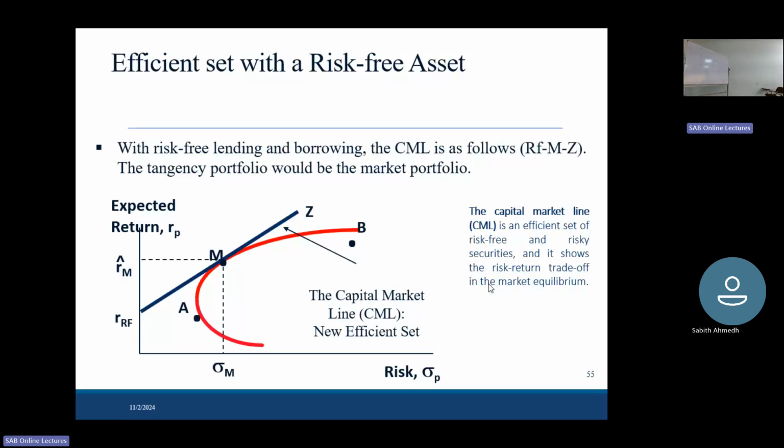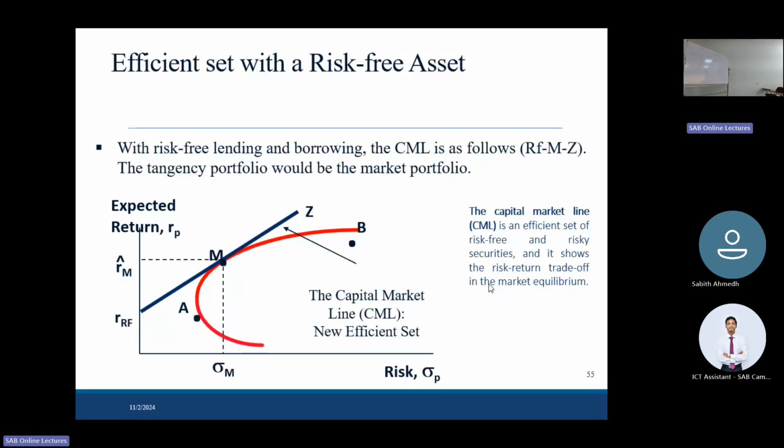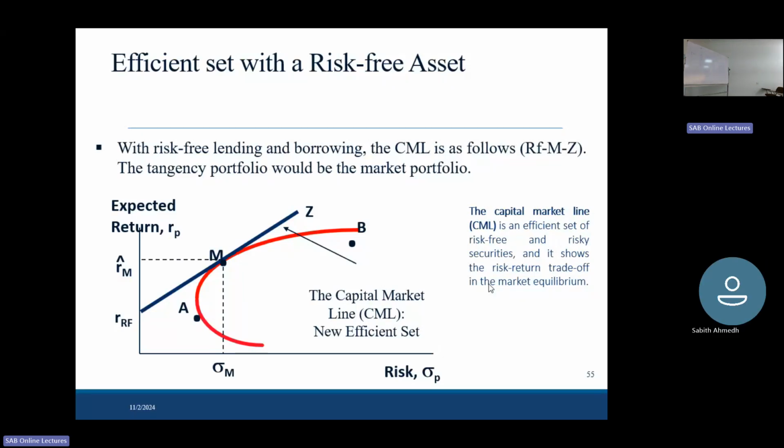Mathematically prove again. So by introducing the risk-free investment, your efficient quantity is the market portfolio. This line, this efficient frontier, we also mention as the capital market line. We define the efficient frontier as the capital market line because it provides the efficient set of risk-free and risky securities. It shows the risk-return trade-off of the market equilibrium.